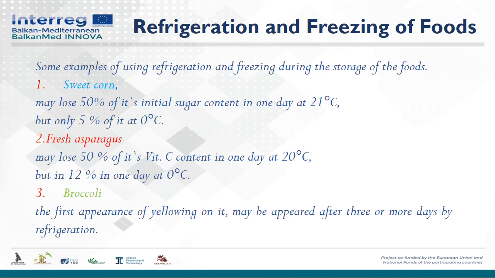But if we store it in refrigeration conditions, this yellowing will appear after 3 or more days. But if we store it at room temperature, this yellowing will appear very soon. So even in this case, we see that a refrigeration system, or refrigeration conditions, is very important for many food products because it saves their quality and their nutrients.